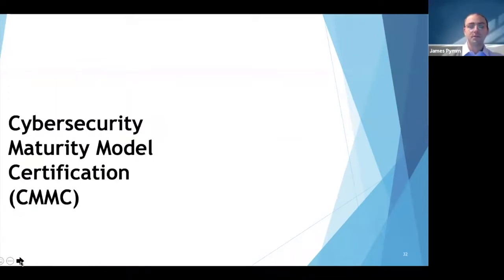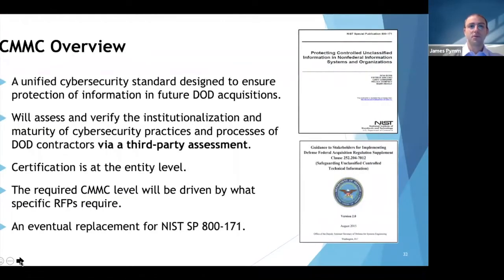Over the next few slides, we're going to talk about what CMMC is at its core, how it is structured, and how organizations become certified. Next slide, please. So at its core, CMMC is a unified cybersecurity standard designed to protect information in future DoD acquisitions. And as Harry talked about, CMMC is specifically focused on protecting FCI and CUI.